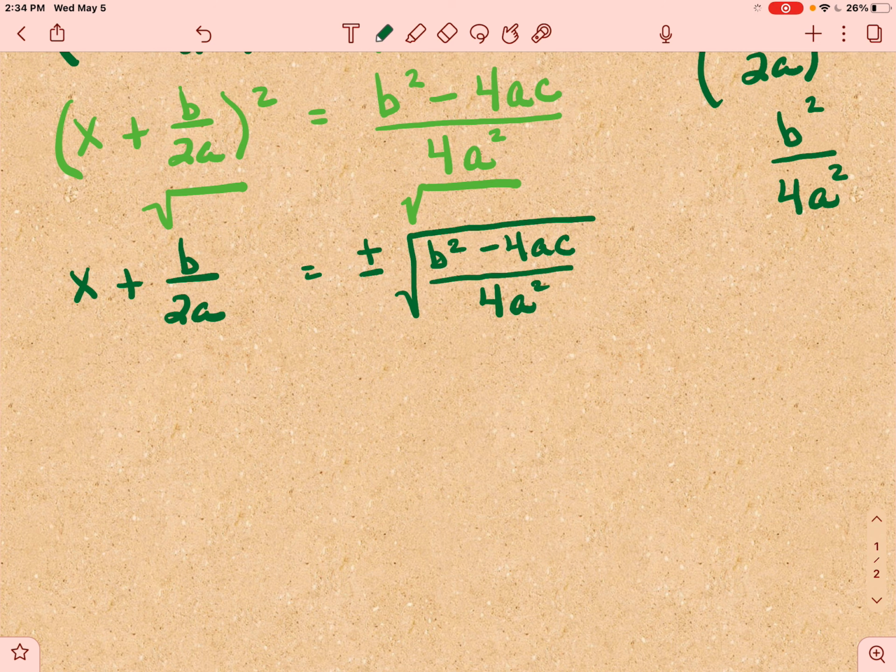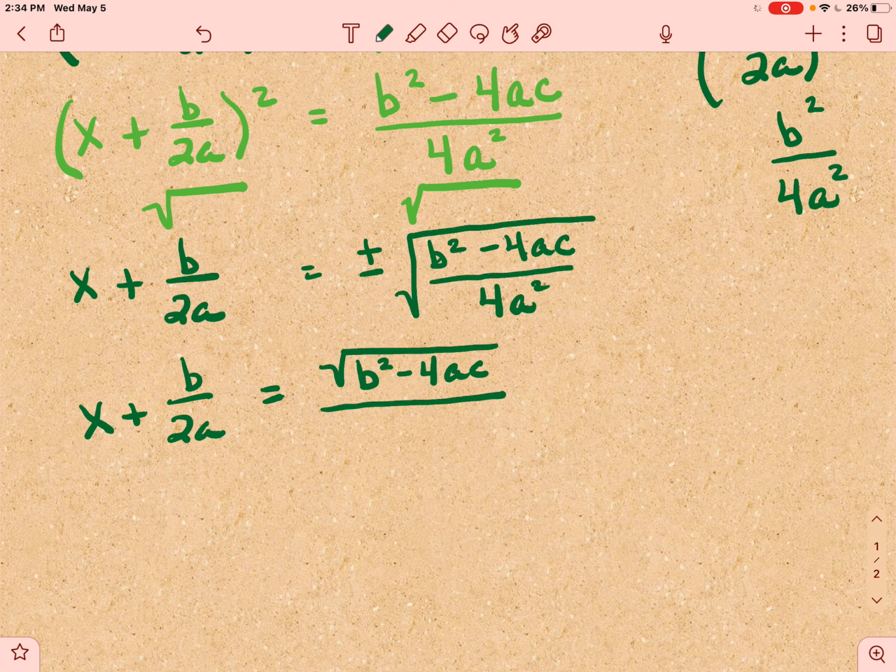All right, if you notice, the bottom of that fraction, 4a squared, is a perfect square. So we can write this like this. Just keep the square root on the top of this because that doesn't simplify very nicely. But the bottom of it did simplify nicely. The square root of 4 is 2. The square root of a squared is a. And then let's go ahead and subtract b over 2a because we're getting the x all by itself.